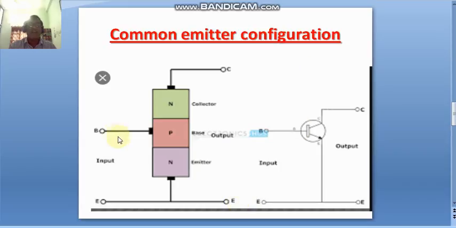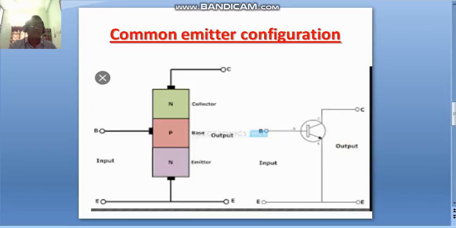In common emitter configuration, the input is always given between base and emitter. The output is taken between the terminals collector and emitter. This is the circuit diagram. So in this case, this is emitter, this is base, this is collector. Input is given here, and this is output.